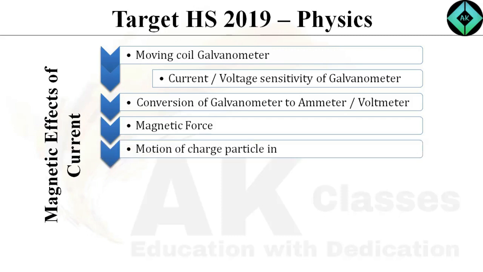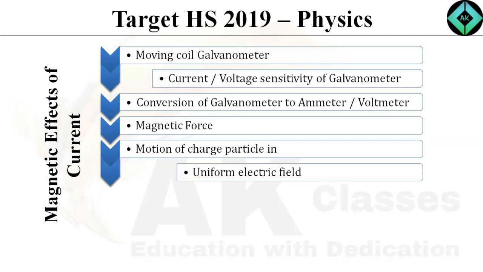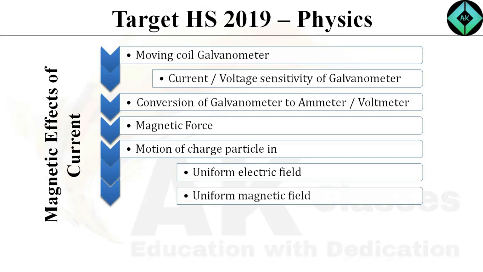Next very important topic is to study the motion of charged particle in a uniform electric field and uniform magnetic field. In an electric field, the path of the particle will be parabolic, and in a magnetic field, the path may be straight, circular or helical.